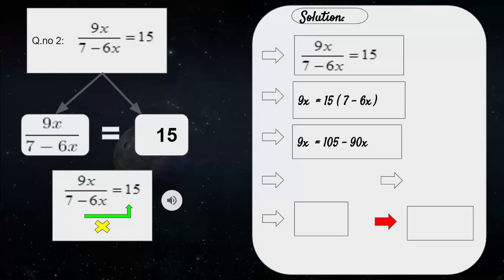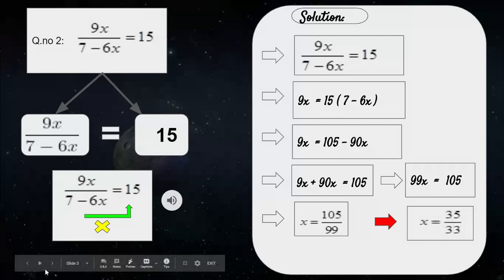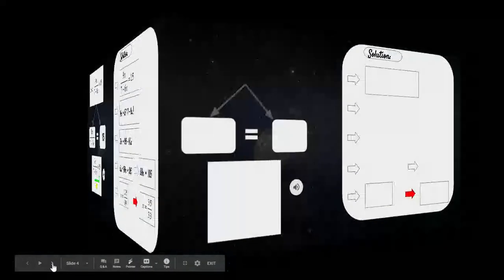Now as usual, we are shifting the variable to left side. Constant here, right side only constant is there. So no need to shift. So here minus 90x, we are shifting to left side. So 9x plus 90x is equal to 105. So 99x is equal to 105. Therefore, x is equal to 105 divided by 99. Now we can divide it by 3. So then in simplest form, we will get 35 upon 33. So that is the value of x.